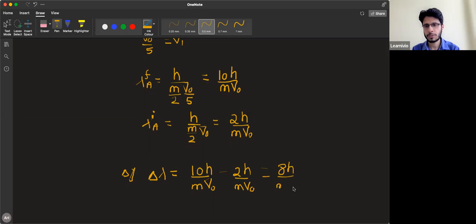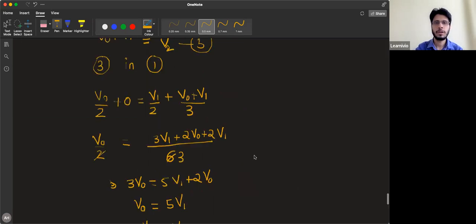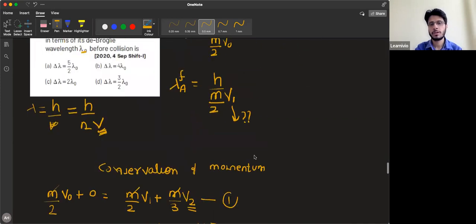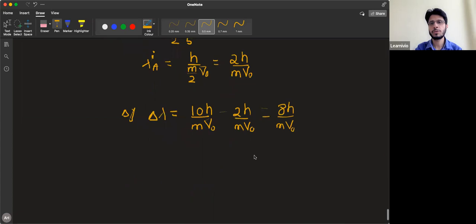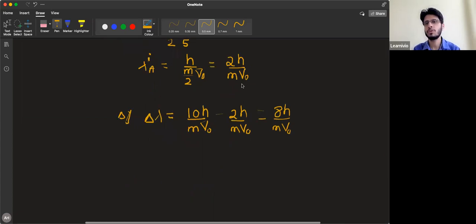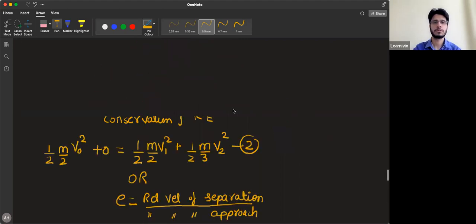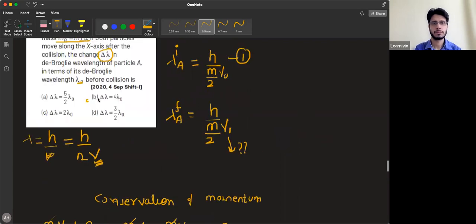Let's see if it matches. Yeah. So you have to connect this with lambda naught. So this was lambda naught, the initial one, so you have to connect it with this. See, it is 4 times of this. If I call this thing lambda naught, then this is 4 times of this. So the answer is 4 lambda naught. That's it. Note it down.